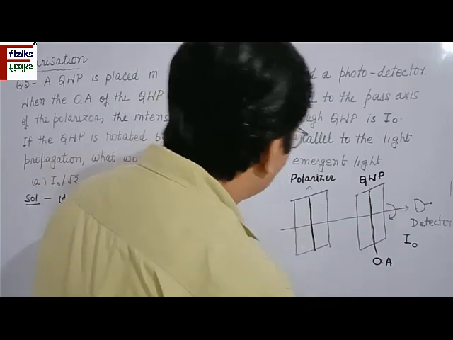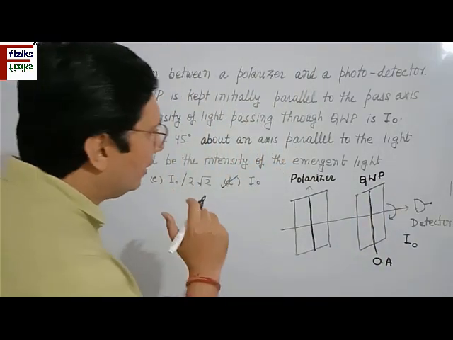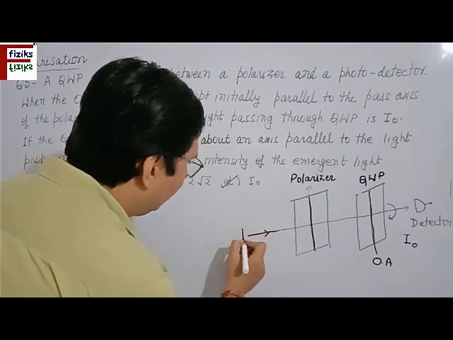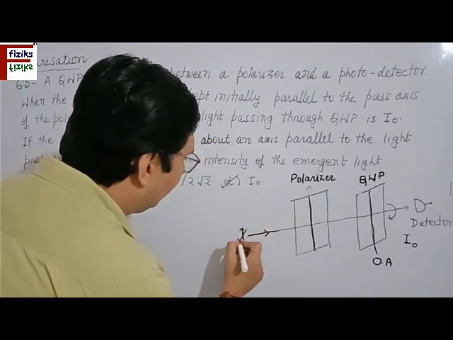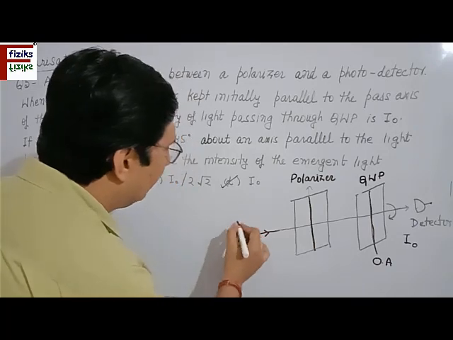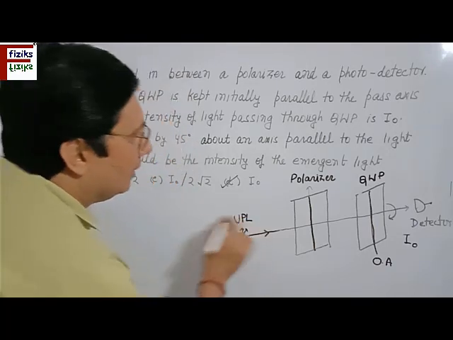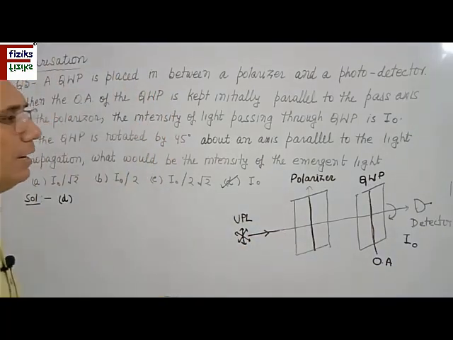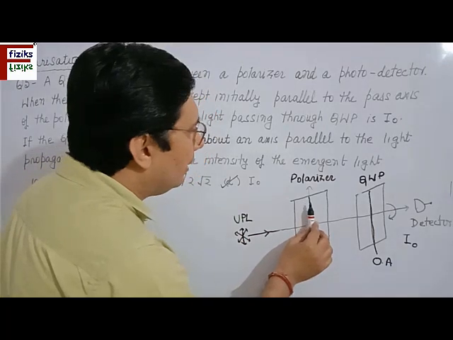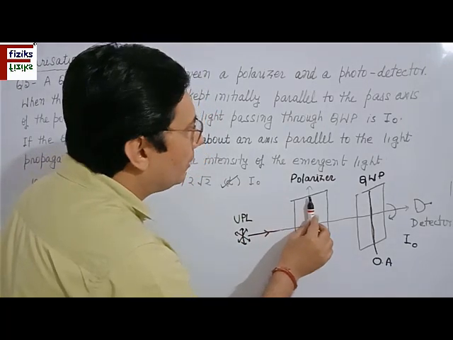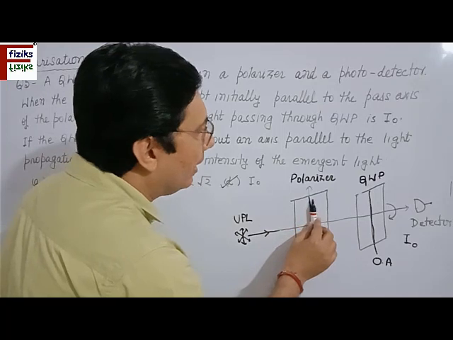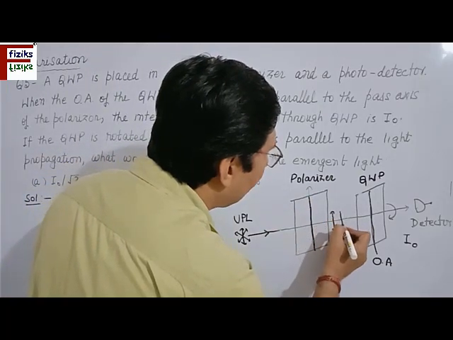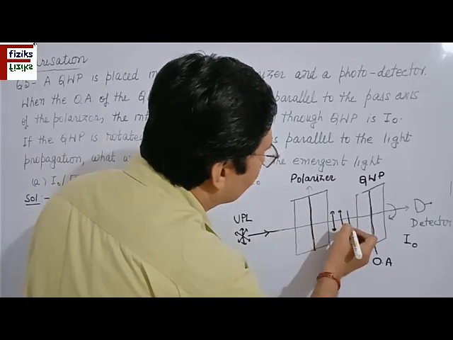But how can we understand this? Suppose, I will try to explain to you. Here I have unpolarized light that is incident. When this unpolarized light is incident on this polarizer, the polarizer will pass the electric components which are parallel to its pass axis. So here I will have electric components which are parallel to the pass axis.